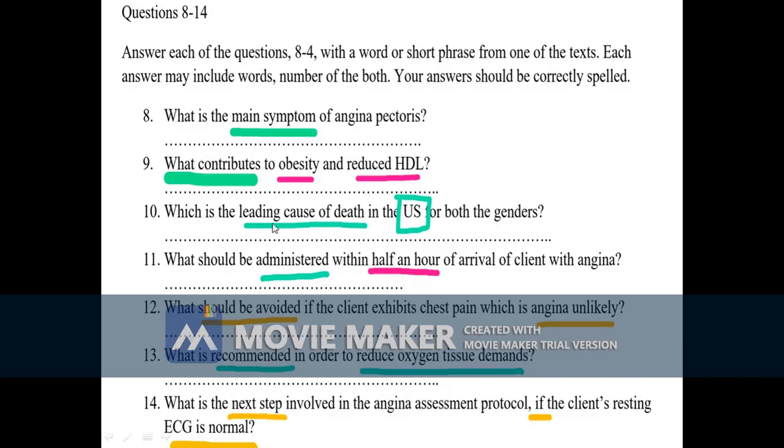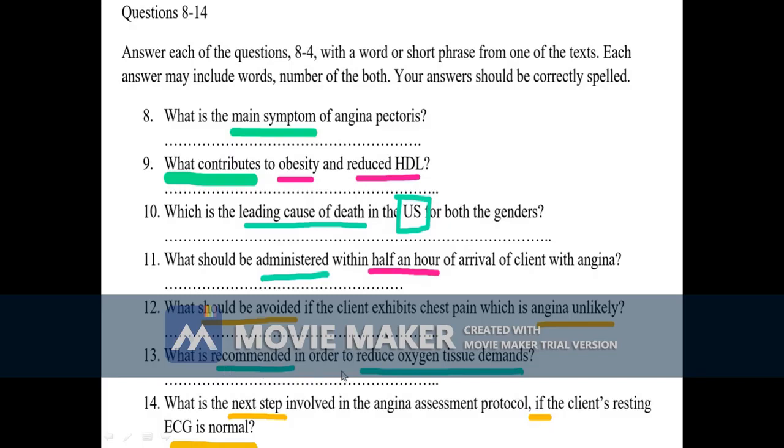In question number 10, what is the leading cause of death in the US? You have to keep in mind US, then you will definitely find the answer to this question. Question 11. What should be administered within half an hour of arrival of a client with angina? So if someone is coming with angina, in the first half an hour what will you administer? You will definitely find this information in the text. What should be avoided if a client exhibits chest pain which is angina unlikely? So if angina is unlikely, what will you avoid? We will definitely have the answer to this question in the text.